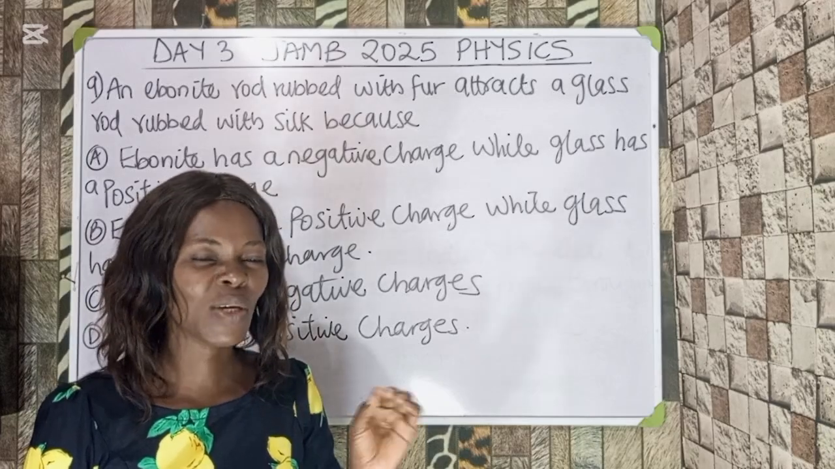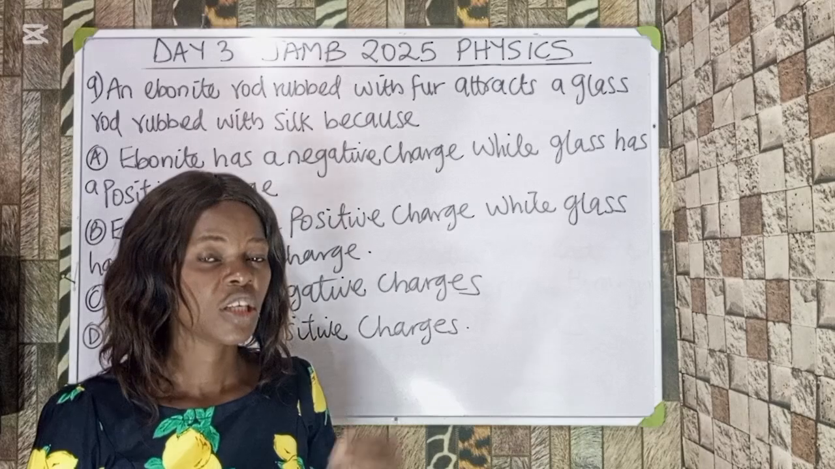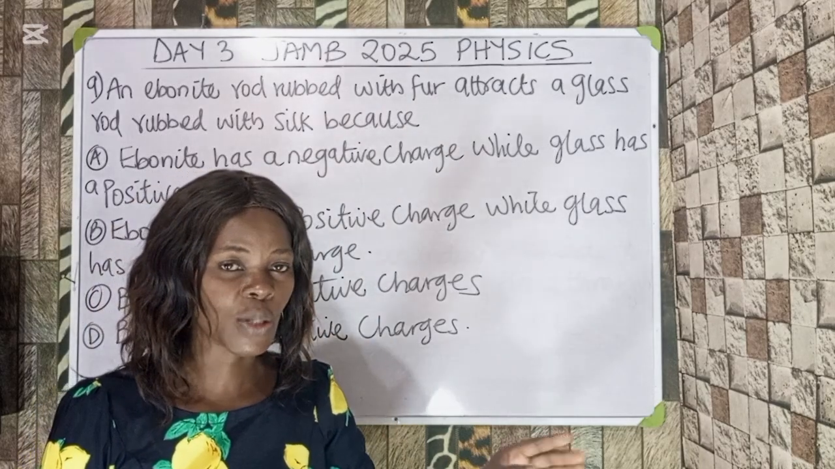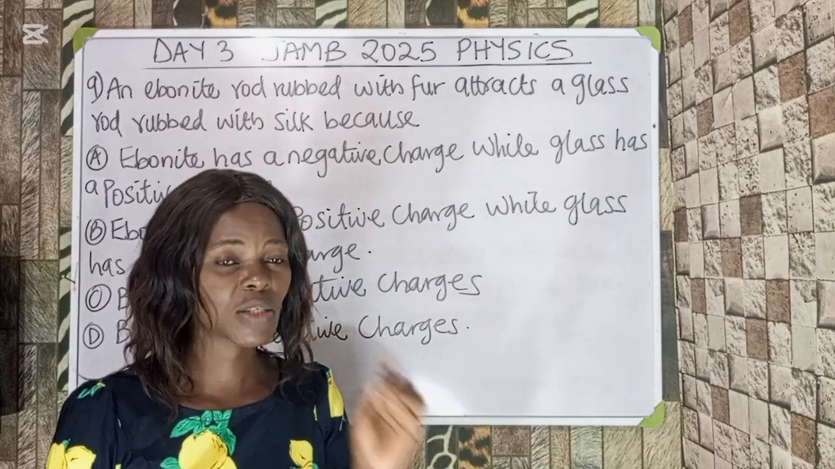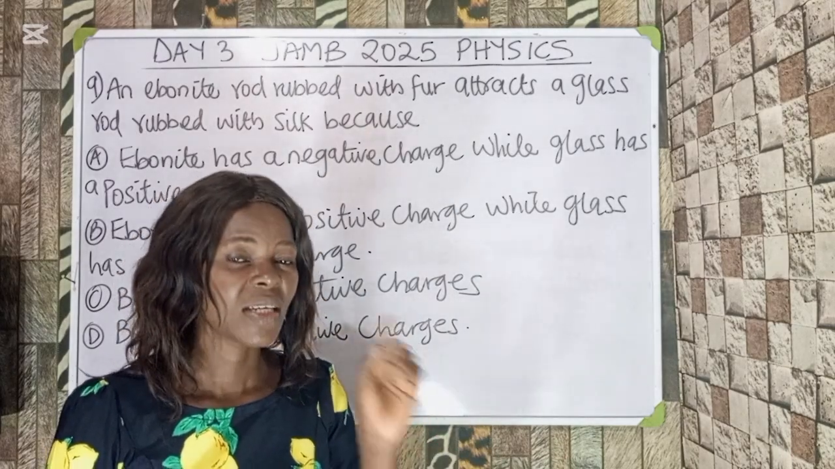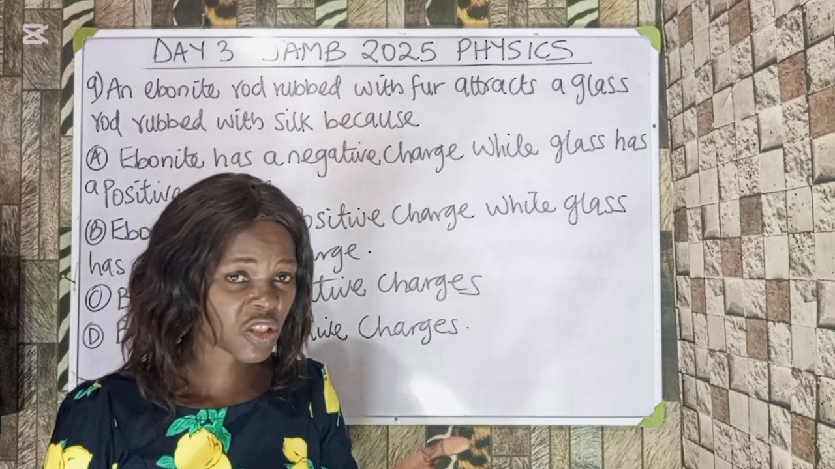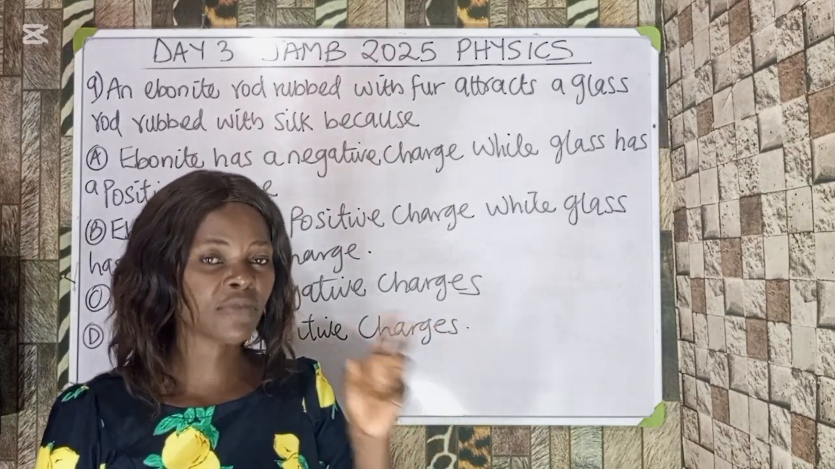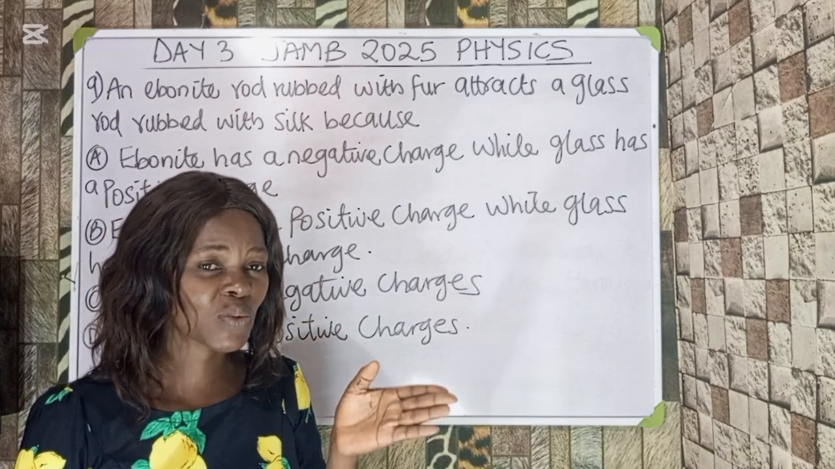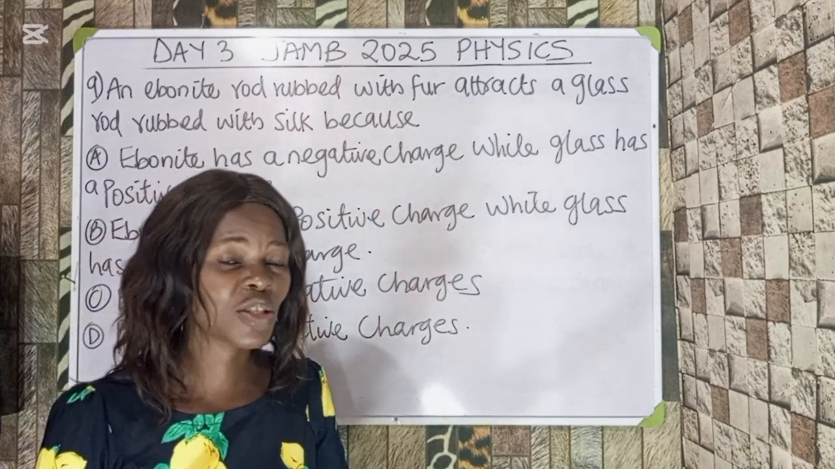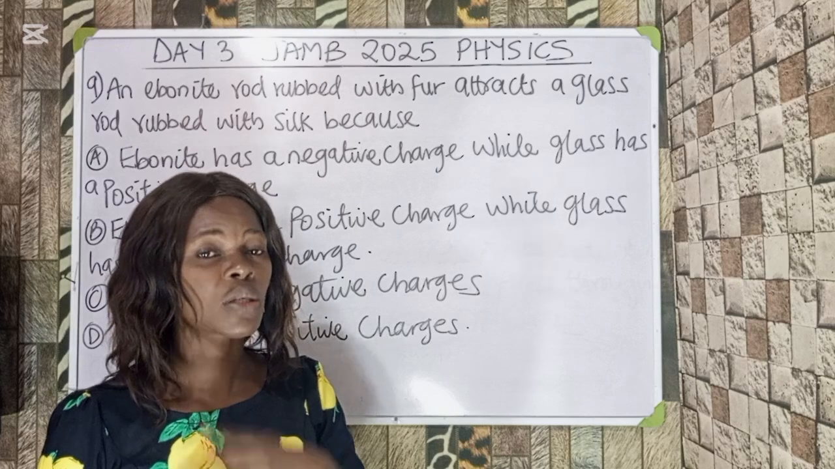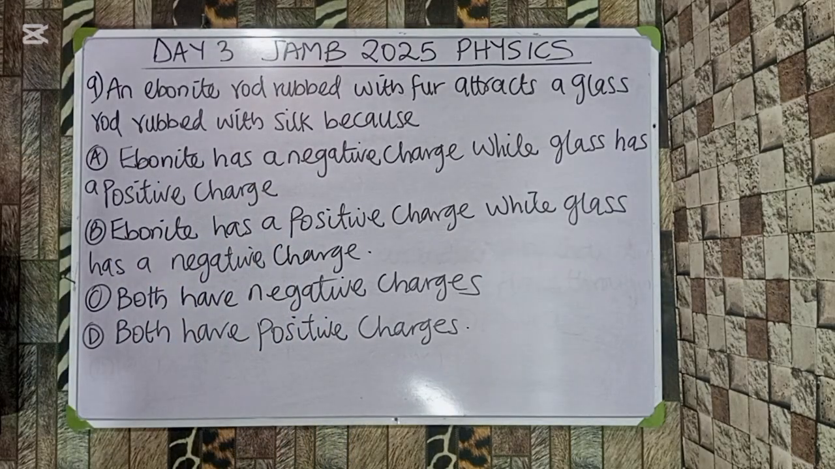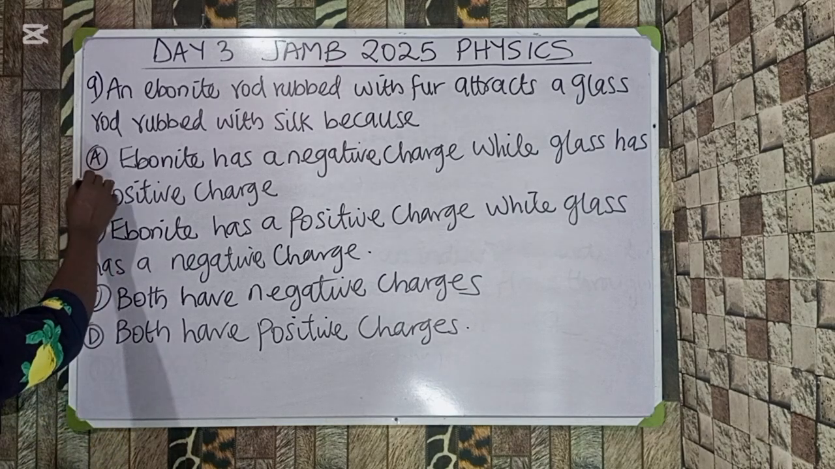Now you must understand that when an ebonite rod is rubbed with fur, the ebonite rod is going to acquire a negative charge while fur is going to acquire a positive charge, okay? Likewise, when a glass rod is rubbed with silk, the glass rod acquires equal but opposite charge, which is positive charge, while the silk acquires negative charge. So for ebonite to attract glass rod, that means the ebonite is negative, while the glass rod is positive. I hope you understand. From what I've explained, the correct answer to this question is option A.